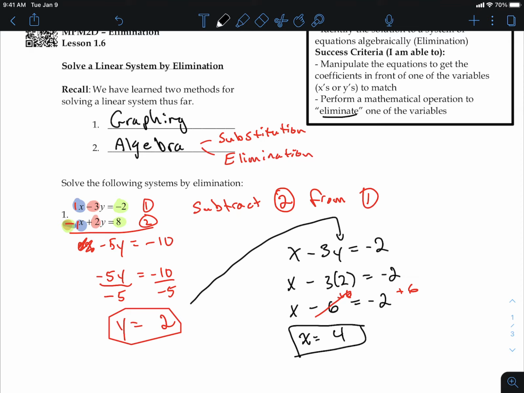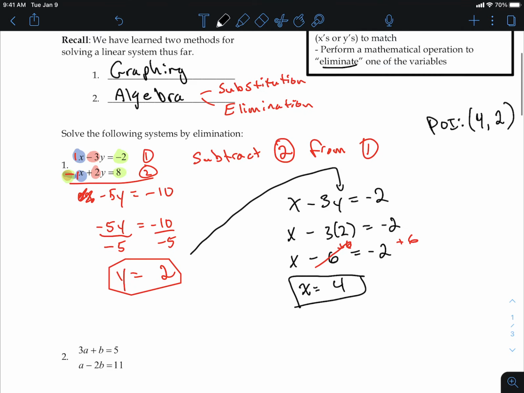And then my point of intersection is (4, 2). Everybody see that okay? I like this one. That's pretty quick. You're going to see in number 2, we don't know what to do here for a second. Everybody got that down? Okay.